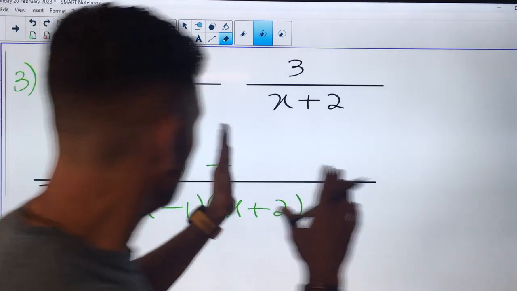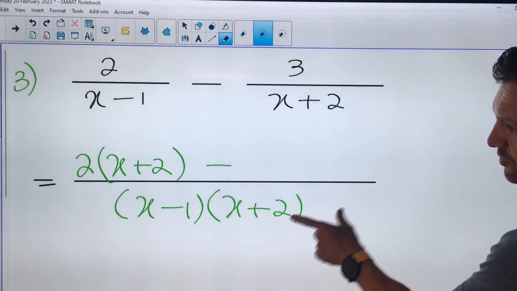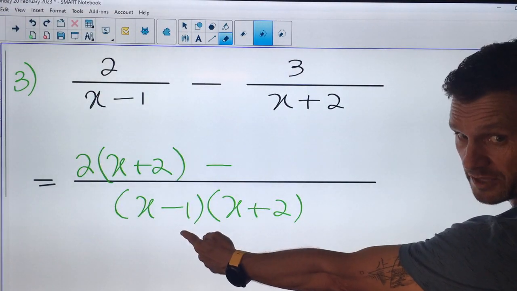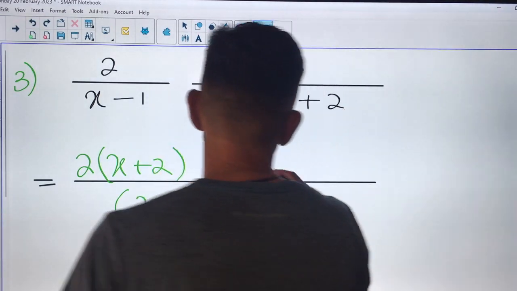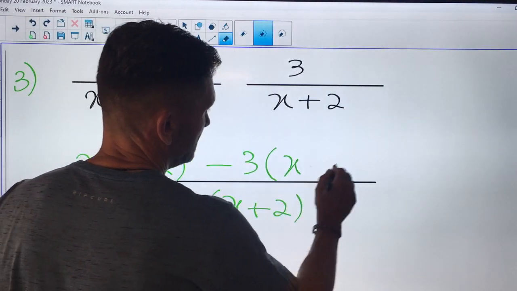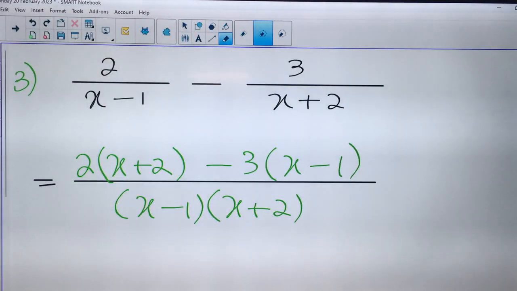Let's look at the second one. What was extra to this one now? The x minus 1. So the minus 3 is still in front, and here is the x minus 1.